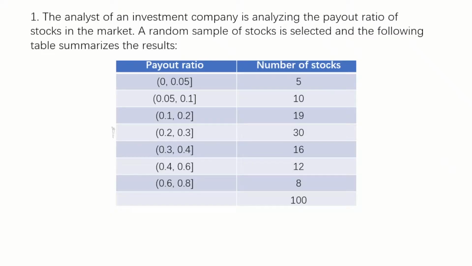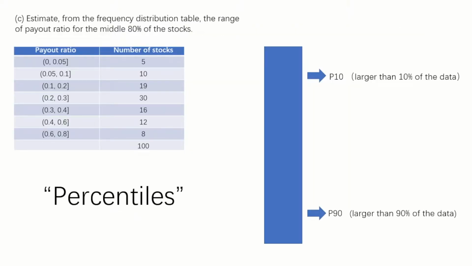Problem 1. The analyst of an investment company is analyzing the payout ratio of stocks in the market. A random sample of stocks is selected and the following table summarizes the results. My teammates will cover section A and section B. I believe I only have to explain section C.